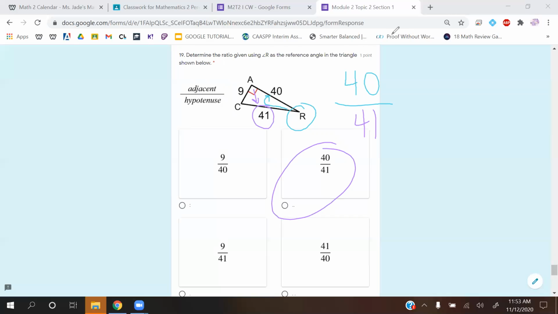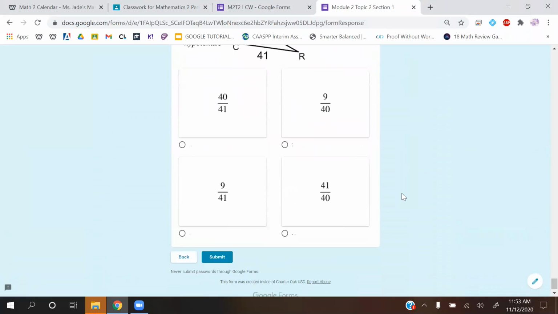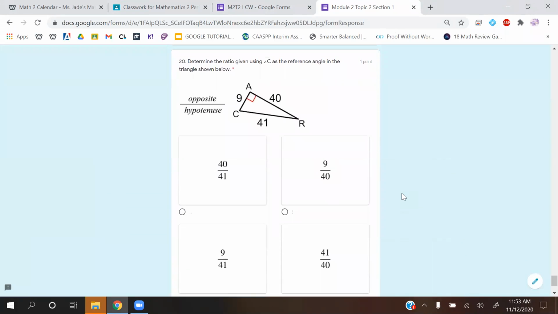Okay, I'll just give it some time for people to click their buttons or to see if they have any questions. The next one is the same answer. Let's see. Okay, so that's 40/41. And to get our last one, determine the ratio given using angle C as our reference angle. So annotate. So angle C is our reference angle.